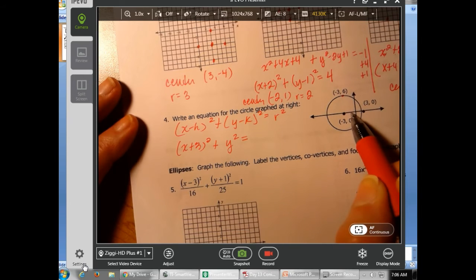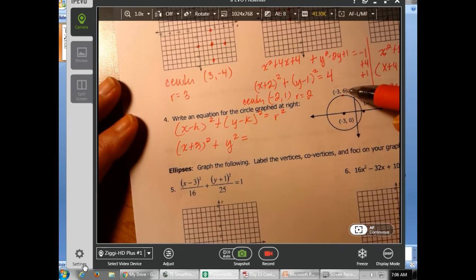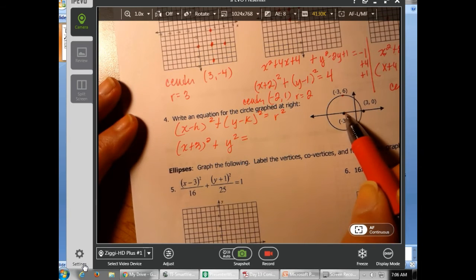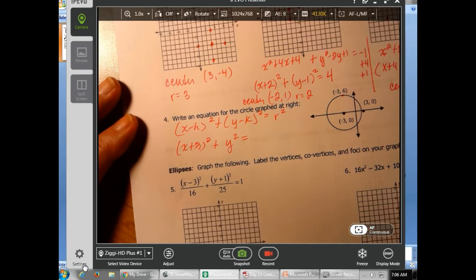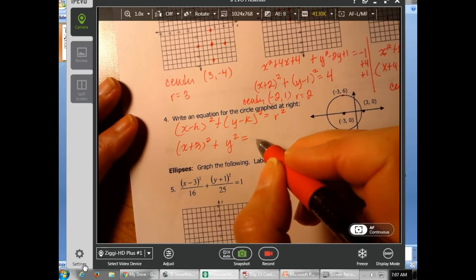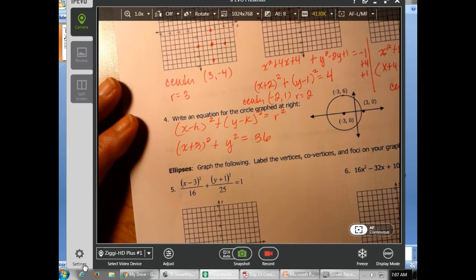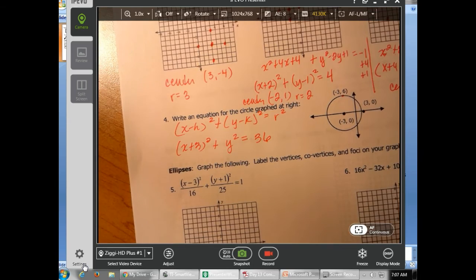Your x's change when you go left and right. So the difference between 6 and 0 is 6. And in fact, the difference between this -3 and this +3 is also 6. So the radius is 6, so squaring it would give us 36. So that is how you're going to do that one.